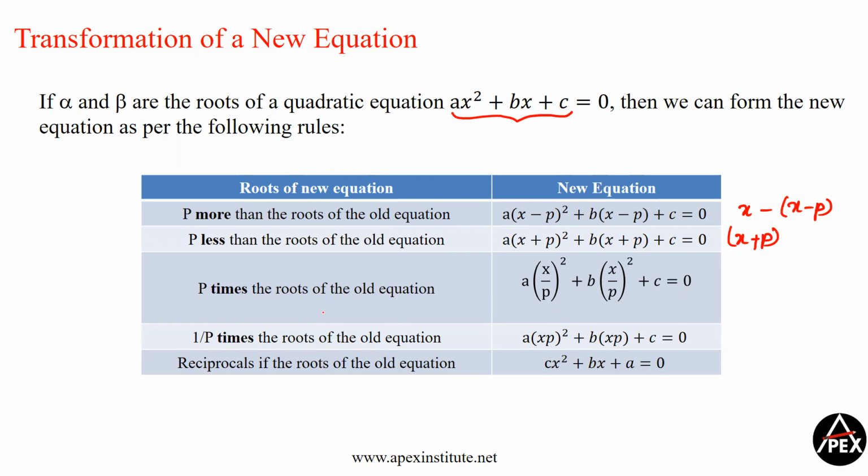Okay, if the roots of the new equation are p times the roots of the old equation, then replace x with x by p. And if you are given that the roots of the new equation are 1 by p times the roots of the old equation, then replace x with xp. And if the roots are reciprocal to each other, means if the roots of the new equation are reciprocals of the old equation, then the new equation will be cx square plus bx plus a is equal to 0. So if you can remember these 5 identities or formulas, or you can call them anything, okay, they might save you a lot of time in quadratic equations. Clear, guys?